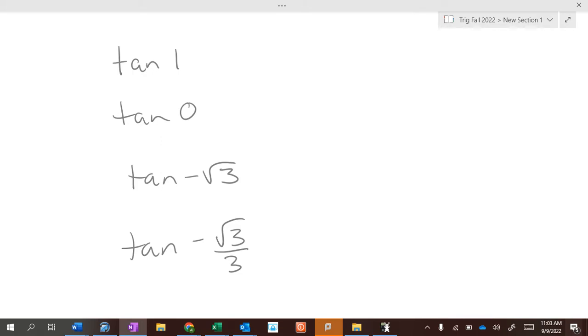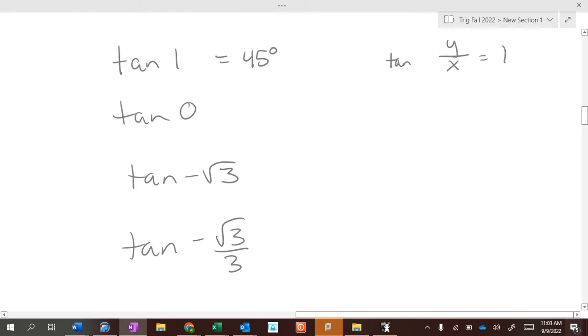Well, 45 degrees. And people go, well, I don't get that. Well, tangent, remember, is y over x. So y over x has to equal 1.